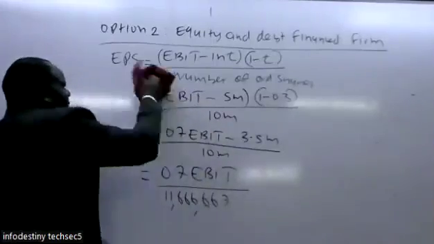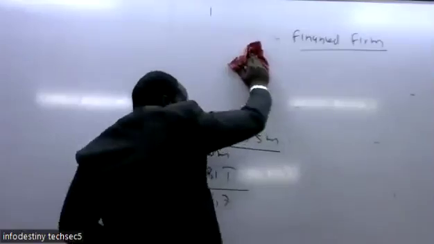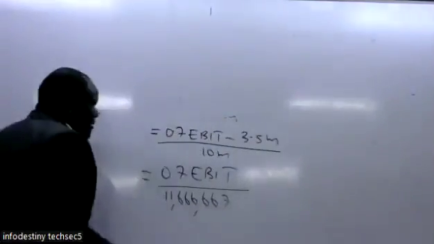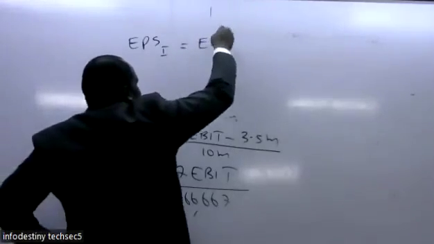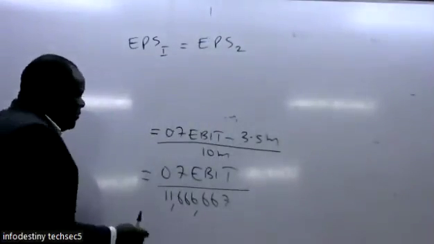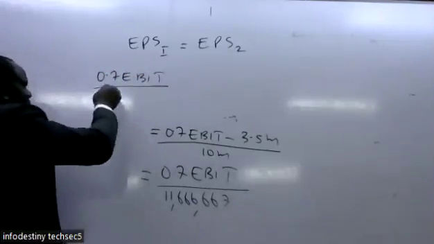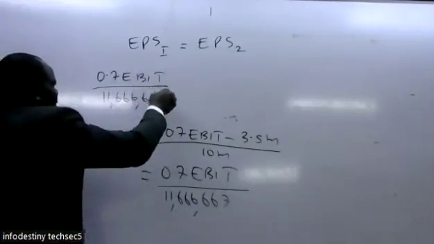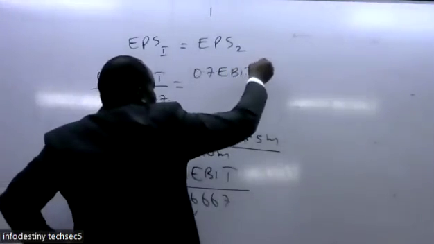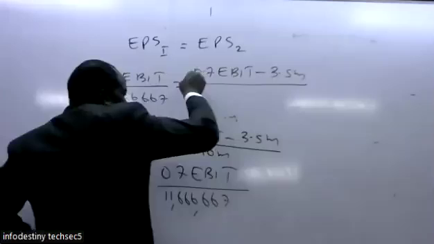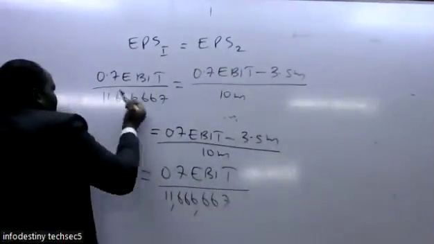Once you have those two formulas, we go back to what we had initially. We have said that at the point of indifference, earning per share for option one is the same as earning per share for option two. Option one was 0.7 earnings before interest and tax divided by 11,666,667. Option two is 0.7 earnings before interest and tax minus 3.5 million, then divide by 10 million.